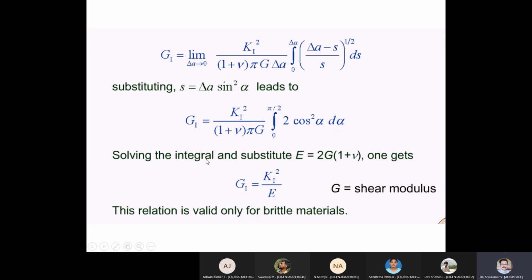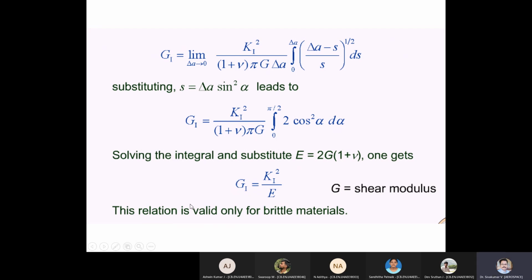By solving the integral and substituting the elastic relation you know very well, E equal to 2G (1 plus mu), this equation will become G1 equal to K1 square by E. So this is the relation between energy release rate and stress intensity factor. Suppose I have this material parameter and one of these, I can get the other. This is for mode 1.